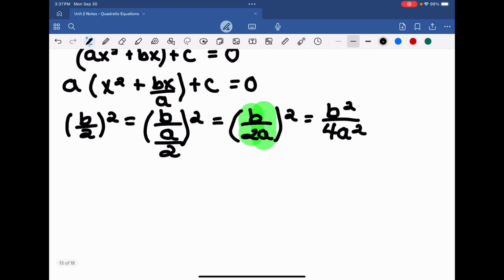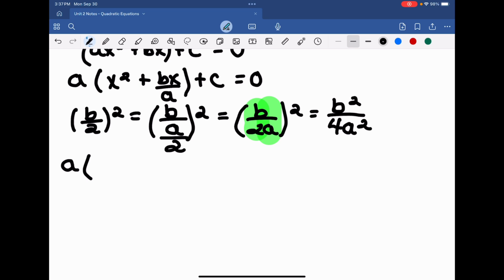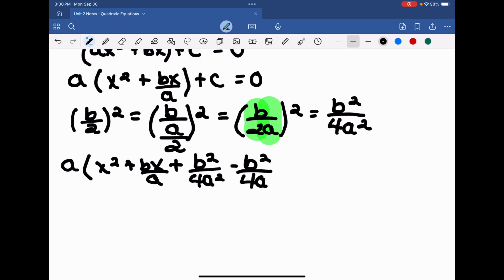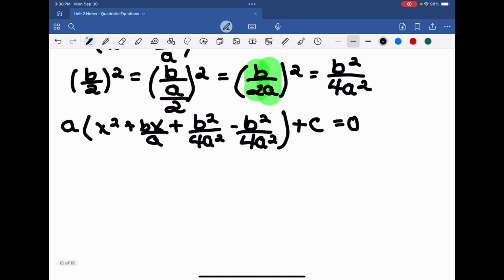Okay, now we're going to take this value and plug it into the trinomial. This is going to be a bracket x squared plus bx over a plus b squared over 4a squared minus b squared over 4a squared, close the bracket, plus c on the outside is equal to 0.